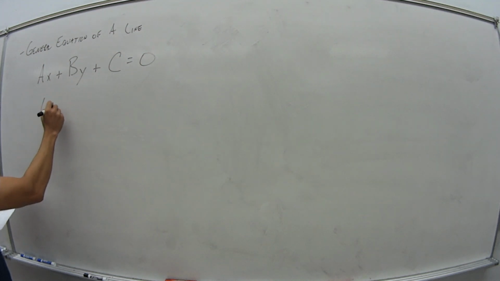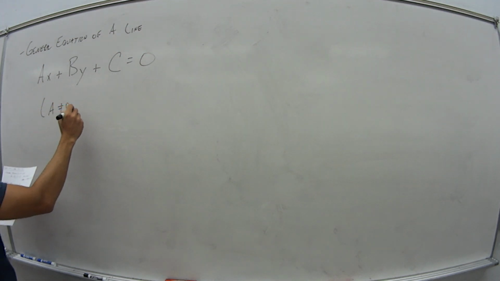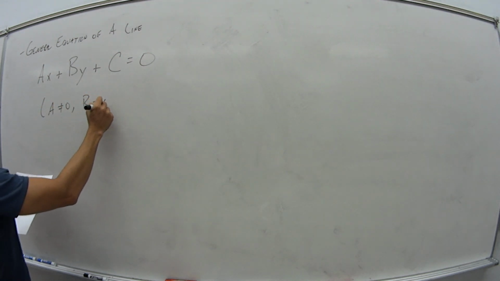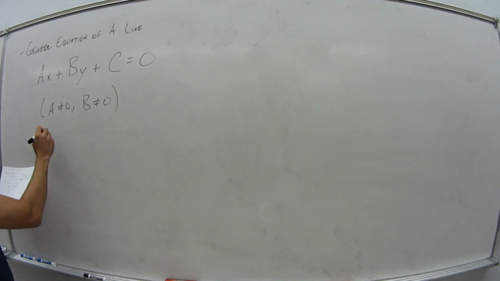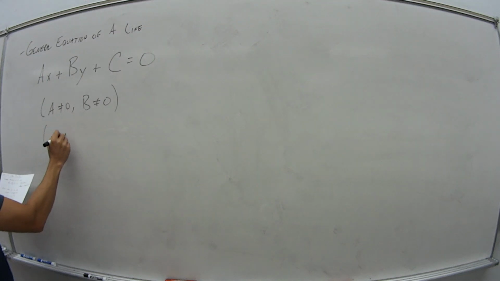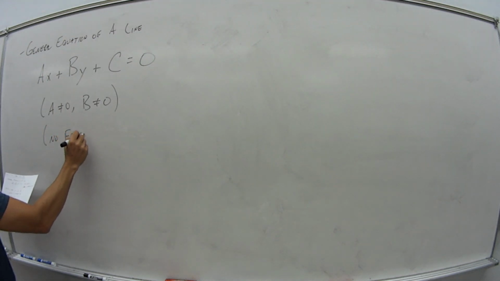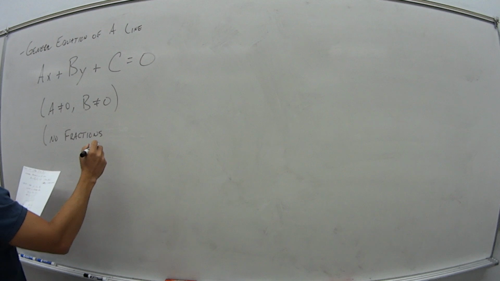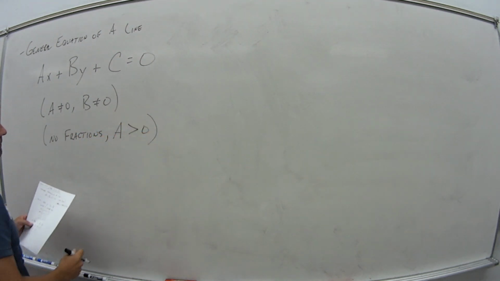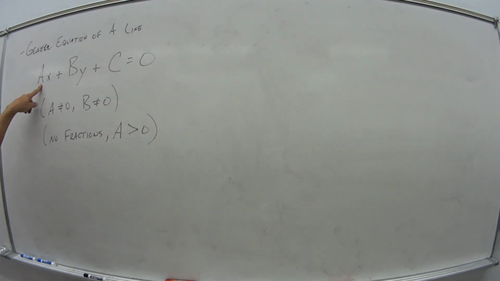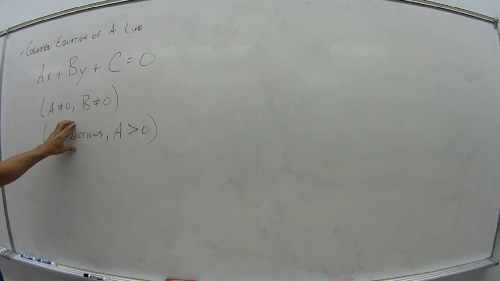And when we have this, a cannot be 0, b cannot be 0, and also no fractions. And a has to be positive. So a lot of stuff going on. These guys can't be 0. Our value for a has to be positive and no fractions. So what does that mean?